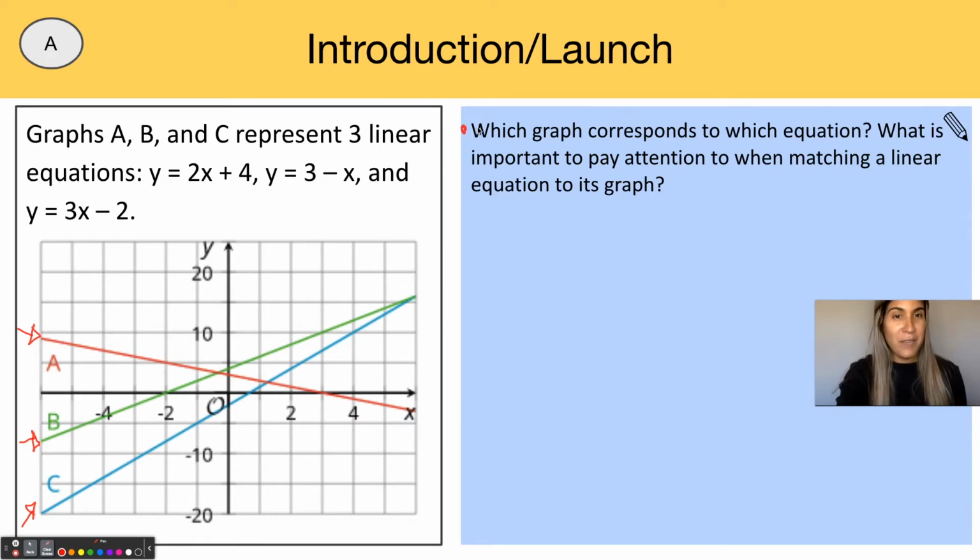What is important to pay attention to when matching a linear equation to its graph? So remember and recall back on the information we reviewed at the beginning of this video to answer your introduction launch in the space provided here.